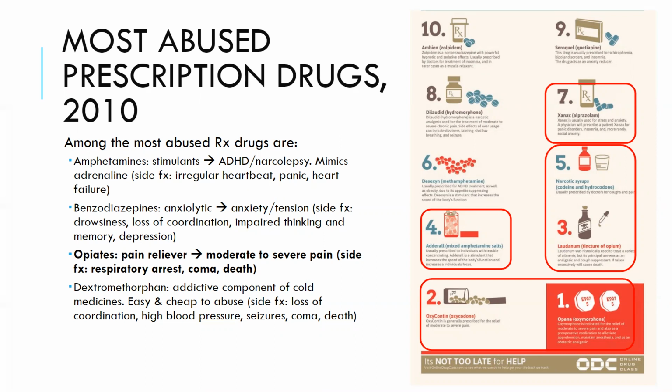Dextromorphan or cough syrup is going to be this kind of additive that's used in many cold medicines. It's easy and cheap to abuse because it's easily accessible. A prescription isn't really needed. Some side effects of abuse of this medication include loss of coordination, high blood pressure, seizures, coma, and death.